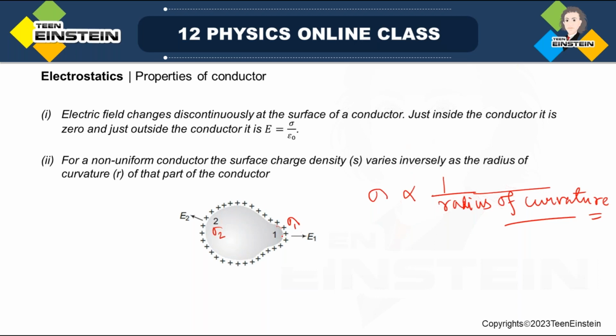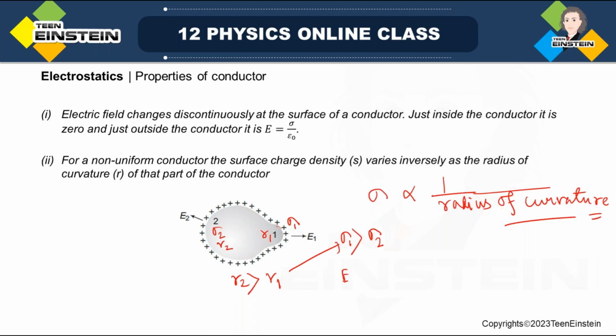As the radius of curvature is less here, sigma 1 will be greater than sigma 2. I hope you agree with me. Because if I write the radius of curvature here R2 and here R1, actually R2 is greater than R1. Radius of curvature. So that's why this follows this.